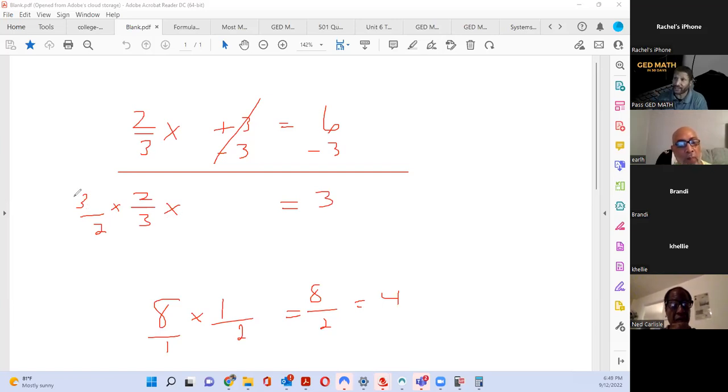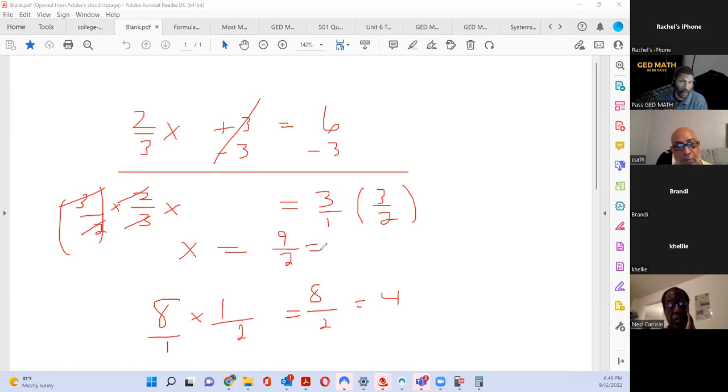So if I multiply this side by 3/2, I'm going to multiply this side by what? 3/2. So the 3's cancel, the 2's cancel. I'm left with x equals 3 times 3, remember, this can be changed to an improper fraction. 3 times 3 is what? 9. 1 times 2 is what? 2. What's 9 divided by 2?